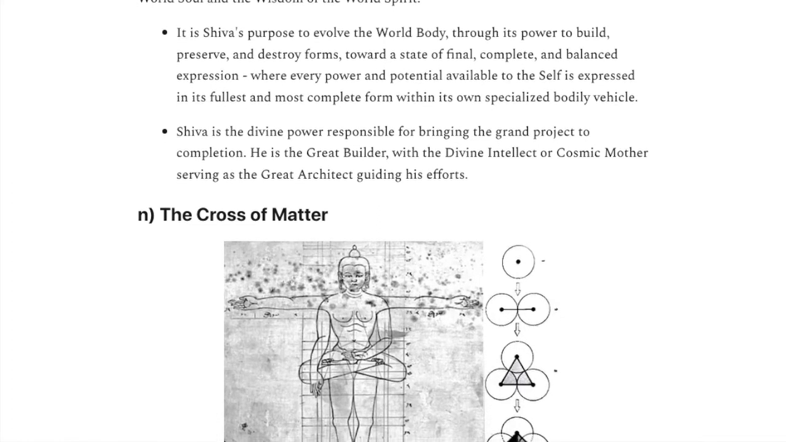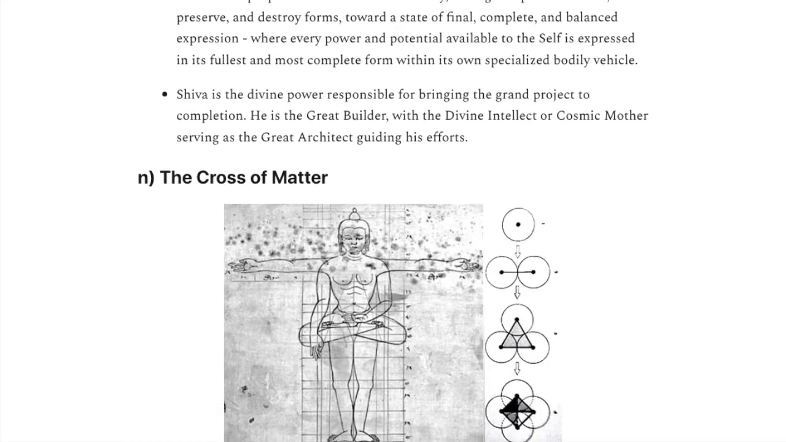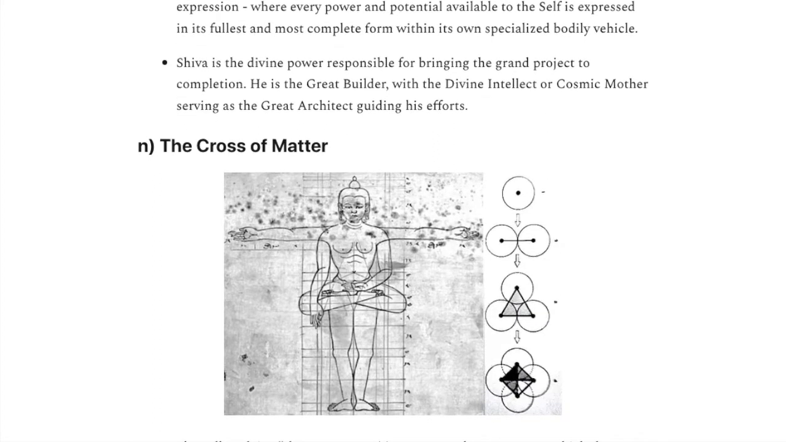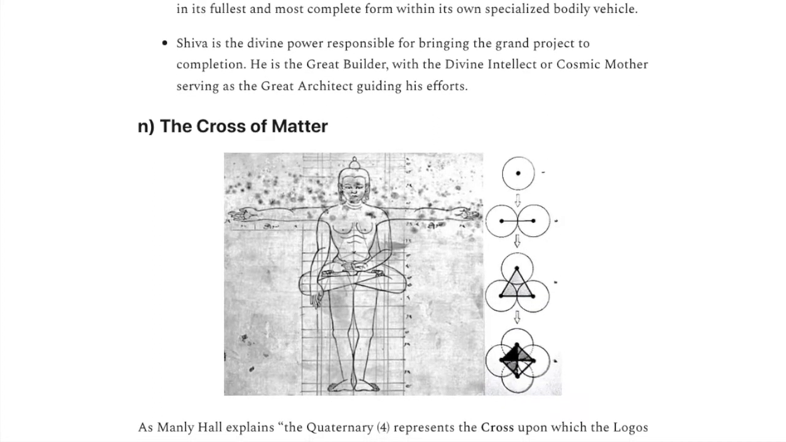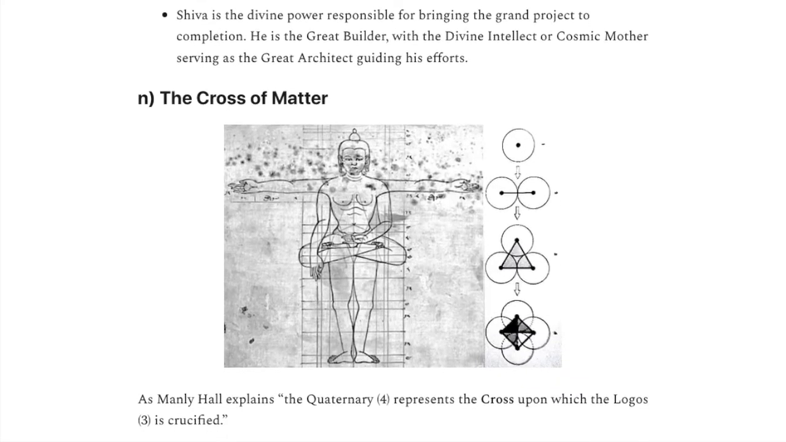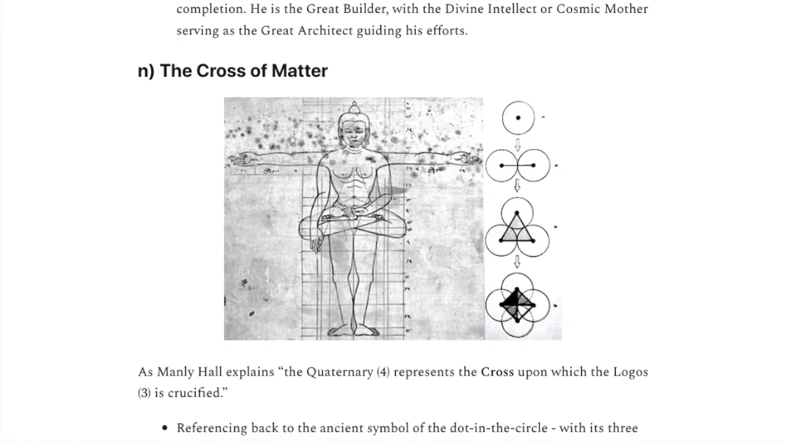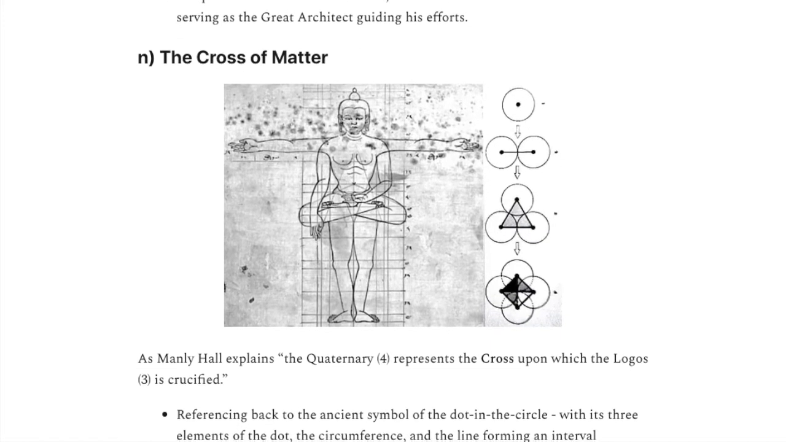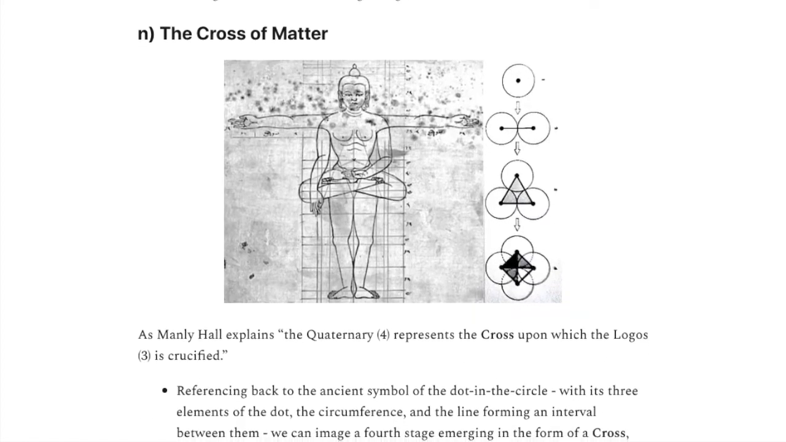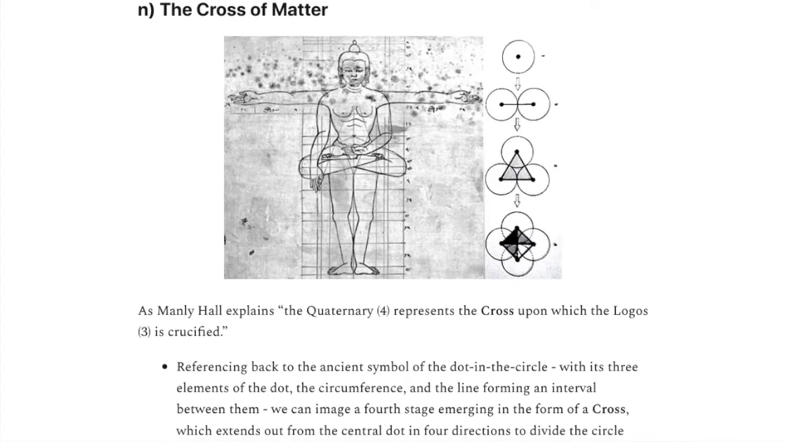It's called Shiva the Demiurgus, and now we're going to be moving on to N, which is the cross of matter. A cross is going to be associated with this principle of 2 and also with 4 to some degree, but we're talking about the principle of mind, and the cross as a manifestation of mind moving into matter, or mind's presence within matter. So this is part N, the cross of matter.